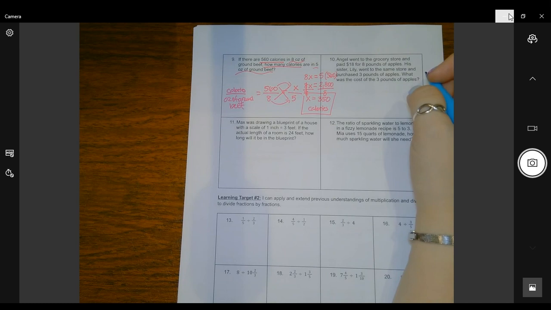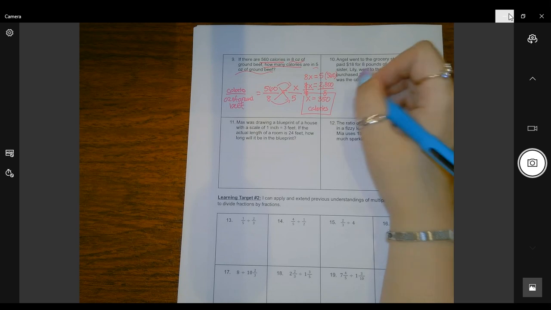Okay, again, if you haven't tried pausing the video and trying it yourself and then unpausing it and coming back, why don't you go ahead and make sure you do so? Also, you can check yourself on the answer key and then just fast forward to all the ones that you need help on. Okay. Angel went to the grocery store and paid $18 for 8 pounds of apples.